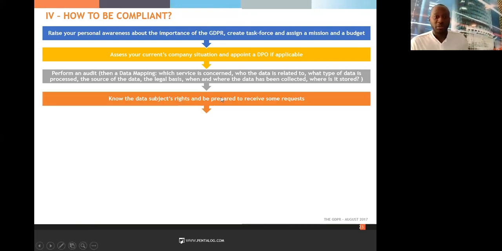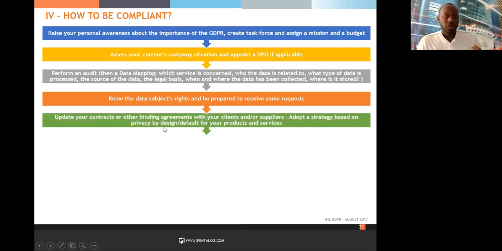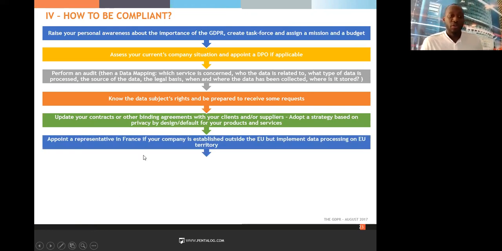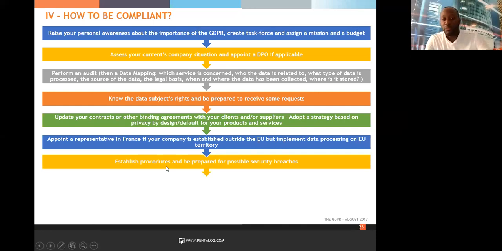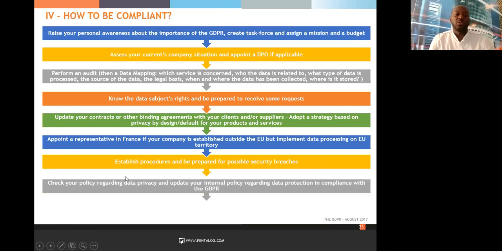Know the data subject rights and be prepared to receive some requests. Update your contracts and other binding agreements with the clients and the suppliers. Adopt a strategy based on privacy by design and by default for your projects and services. Appoint a representative in France if your company is established outside the EU but implements data processing on EU territory. Establish procedures and be prepared for possible security breaches. Check your policy regarding data privacy and update your internal policy regarding data protection in compliance with the GDPR.